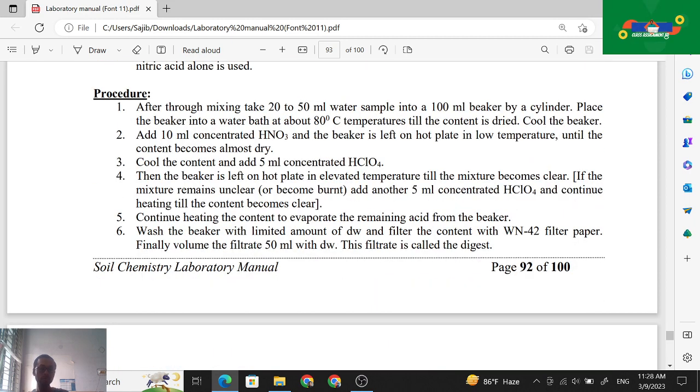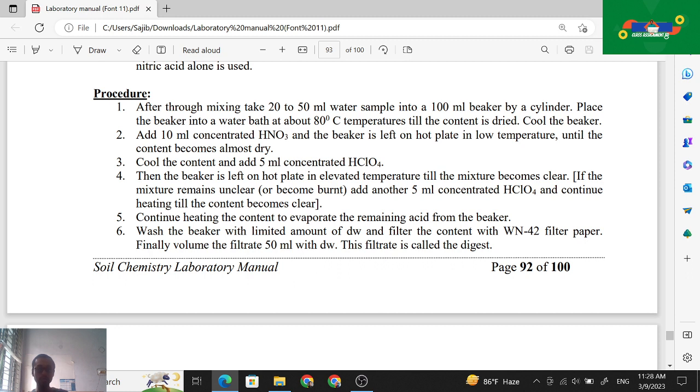In the procedure, after thorough mixing, take 20 to 50 ml water sample into a 100 ml beaker by a cylinder. Place the beaker into a water bath at about 80 degrees temperature till the content is dried, and cool the beaker. Add 10 ml concentrated HNO3, and the beaker is left on the hot plate at low temperature until the content becomes almost dry. Cool the content and add 5 ml concentrated HClO4. Then the beaker is left on the hot plate at elevated temperature till the mixture becomes clear.